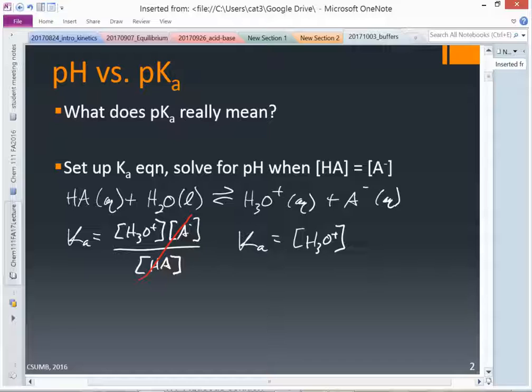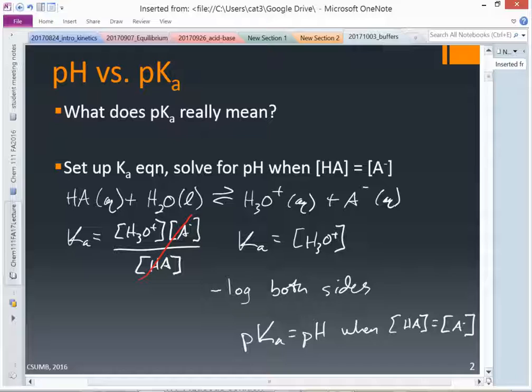What if I took the negative log of both sides, which is something I arbitrarily do pretty often in this section? When you have equal concentrations of HA and A minus, the acid and the conjugate base, then pKa equals pH. pH equals pKa.